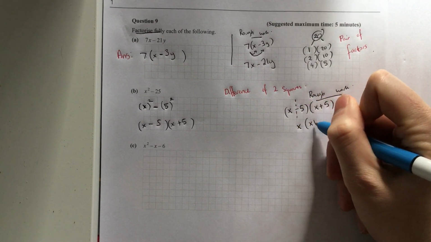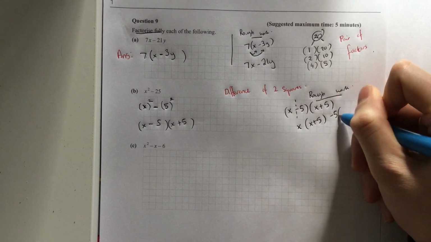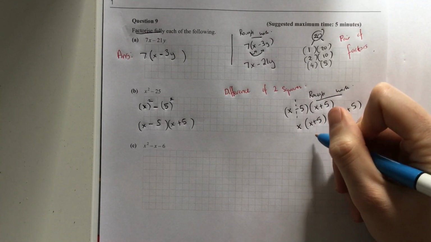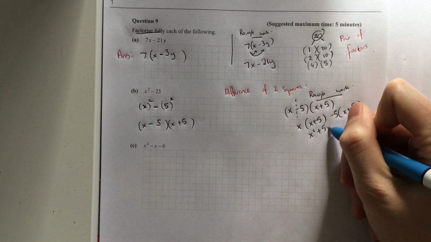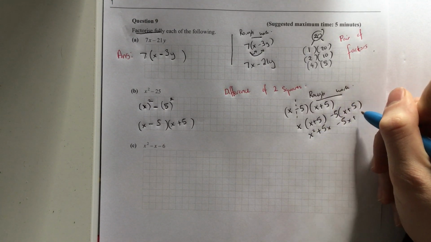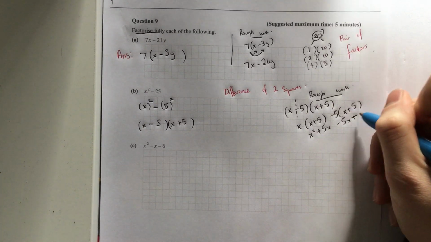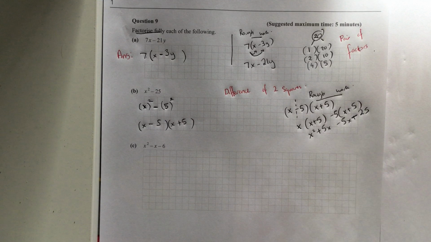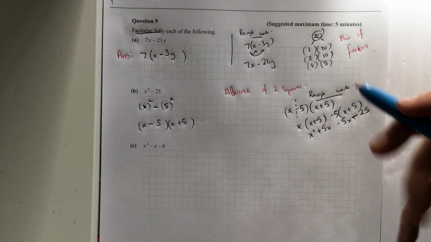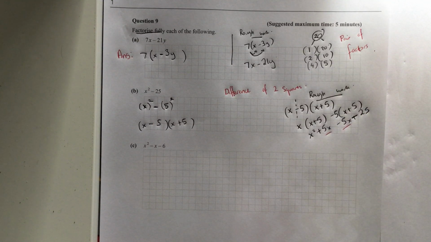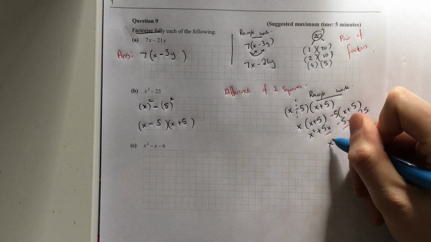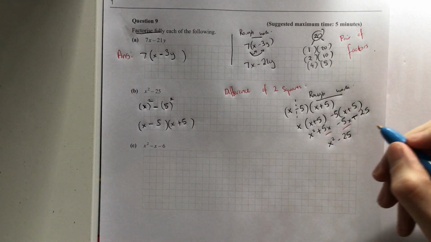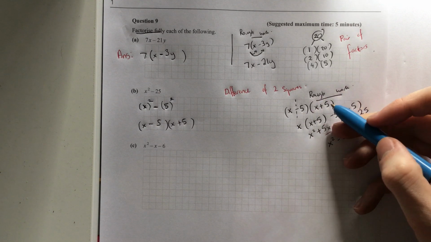x bracket x plus 5, minus 5 by x plus 5. That gives us x squared plus 5x minus 5x minus 25. So minus 5x, and a minus by a plus gives us a minus. You might recognize that we have like terms that are going to cancel, because 5x minus 5x gives you 0. So therefore x squared minus 25 is the answer when we multiply out those two brackets.